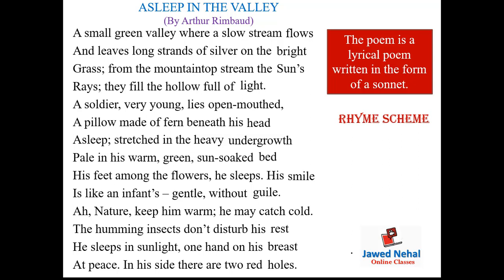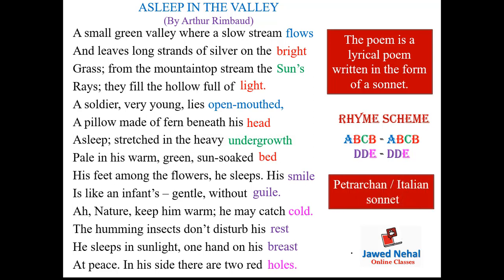Now, if you have to find out the rhyme scheme of this poem, we can see that in the first stanza, bright and light are the rhyming words. And in the second stanza, head and bed. Now this completes our octet part. In the sestet part, we find that smile and guile are the rhyming words, and rest and breast. So the rhyme scheme of this poem is A, B, A, B, A, B, A, B, C, C, D, C, C, D. This is what makes it a Petrarchan or Italian sonnet.